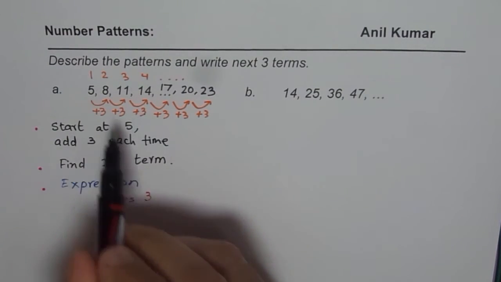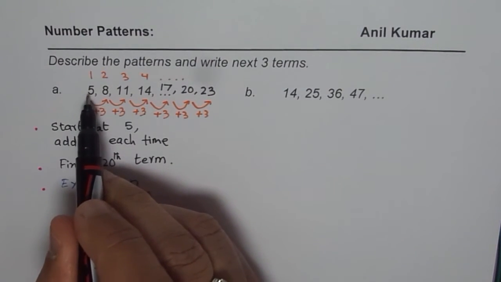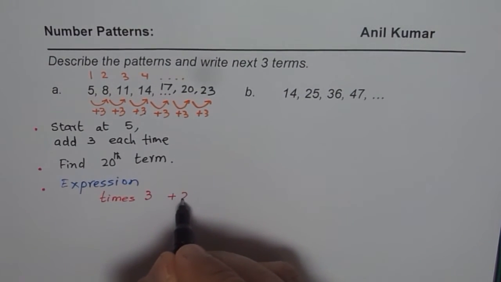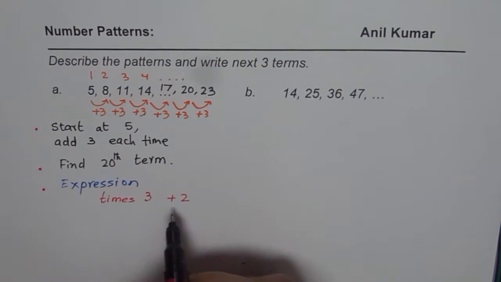How do I get 5? 3 times 1 is 3. How do I get 5? Add 2. Good. So if I add 2, I might get my number. Let me check this rule.